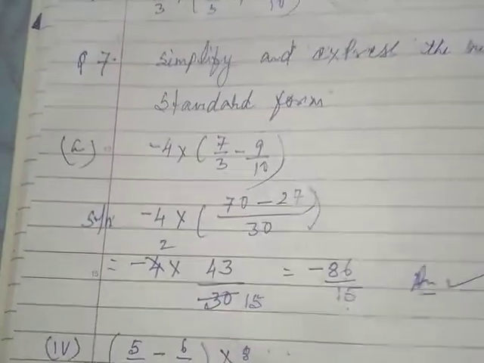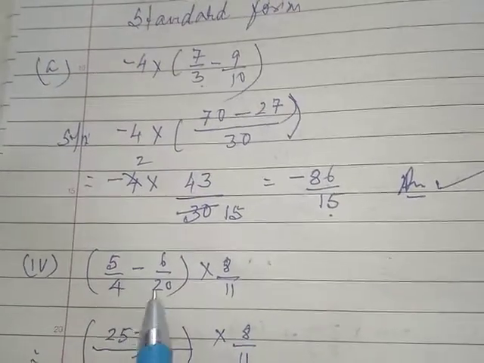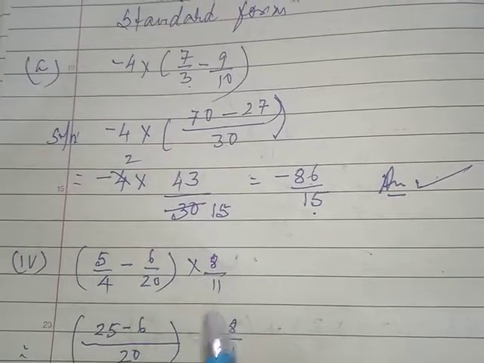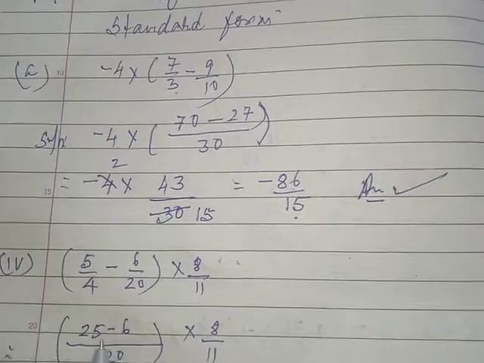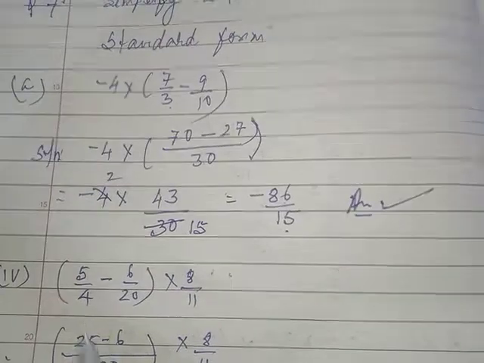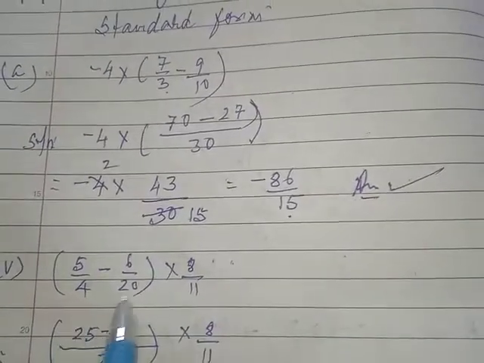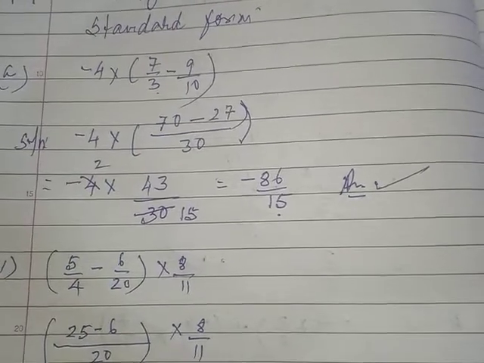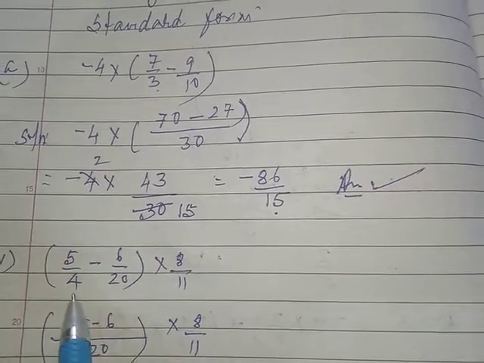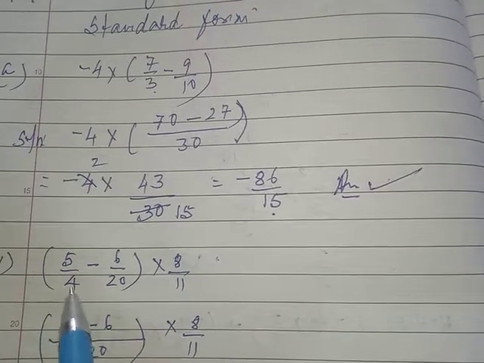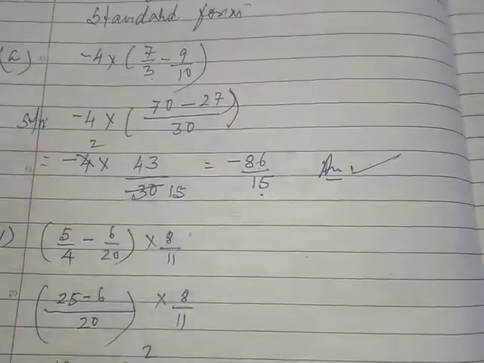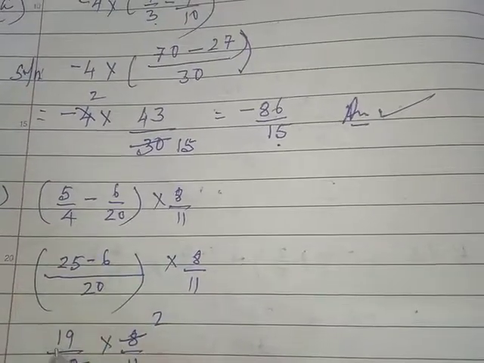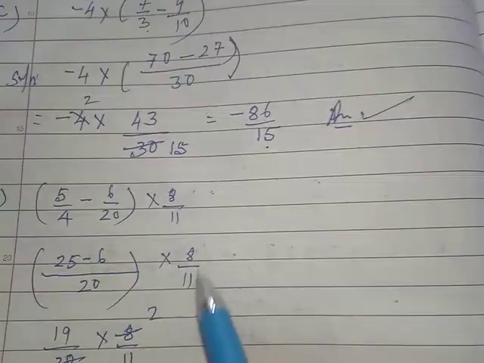Now another question of the same chapter, question number 7. 5 by 4 minus 6 by 20 under bracket into 8 by 11. According to BODMAS rule, we simplify the matter under the bracket first. So here 4 and 20 are there. We take the LCM of 4 and 20, and you know 4 5s are 20, so the LCM is 20. 20 divided by 4 is equal to 5. 5 into 5, 25 minus 6, bracket closed, into 8 by 11. Now after subtracting 25 minus 6, we are having 19 by 20 into 8 by 11.